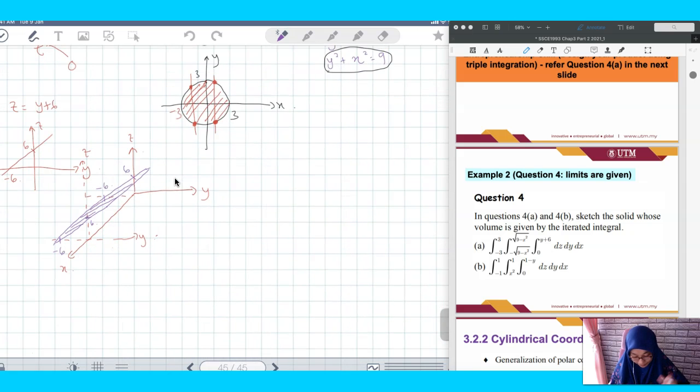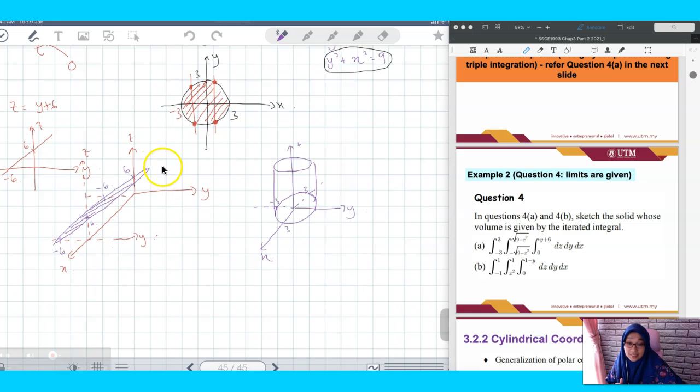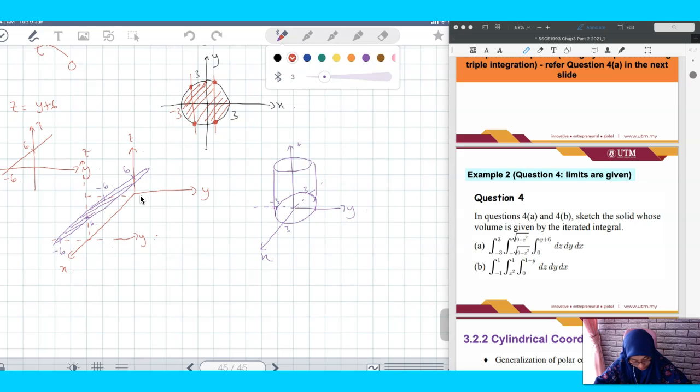Now what is the solid that we have? We imagine on the xy plane you have a circle with radius 3, so minus 3, 3, minus 3, 3, and you have a circle of radius 3. So x, y, z. When you do the projection, you have a cylinder, and you cut that cylinder by this plane. So it looks like your surface.